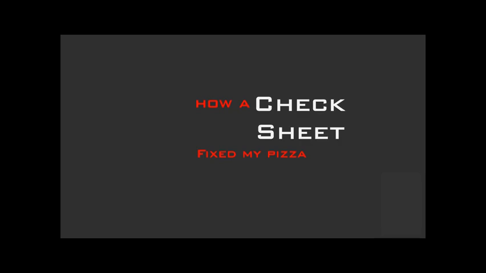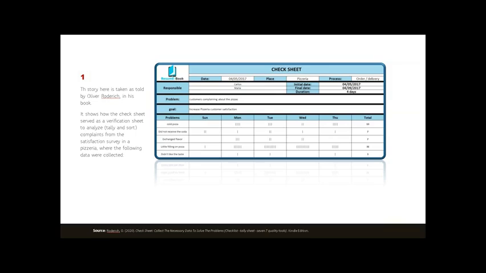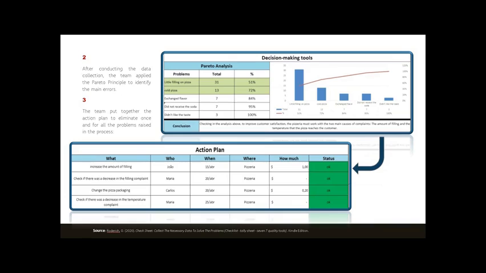A really good example of how we can use check sheets to approach and resolve a customer-related issue is the story about this pizza place somewhere. In this story, a pizza place conducts a customer satisfaction survey and a check sheet is employed to analyze, that is, to tally and sort the data that they have collected. After conducting the data collection, the team applied Pareto principles to identify the main errors and put together an action plan to eliminate once and for all the problems raised in the process.